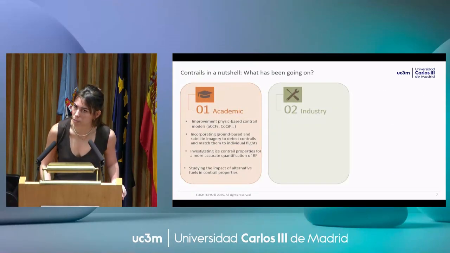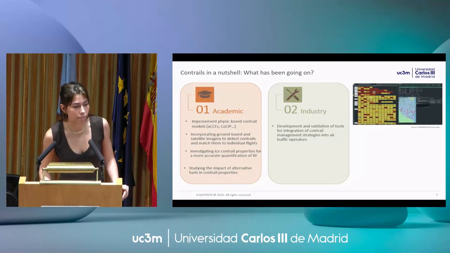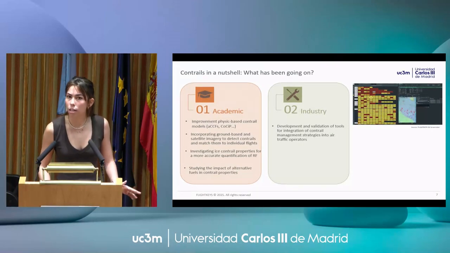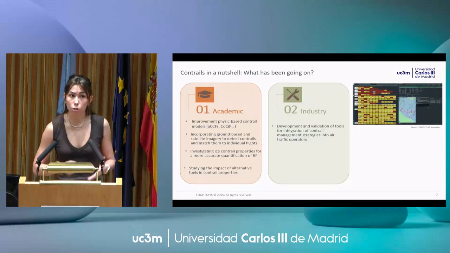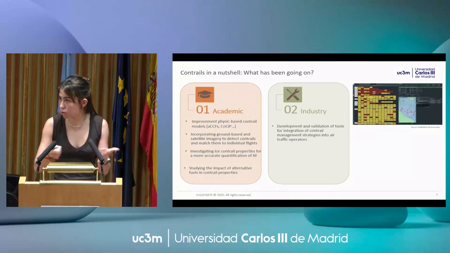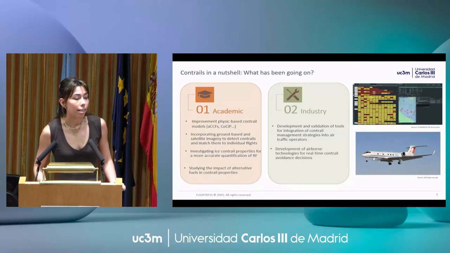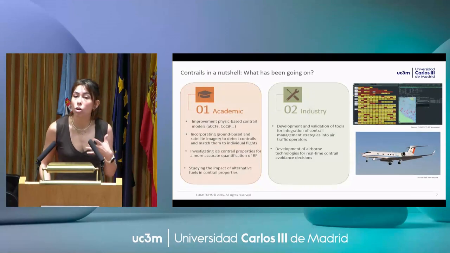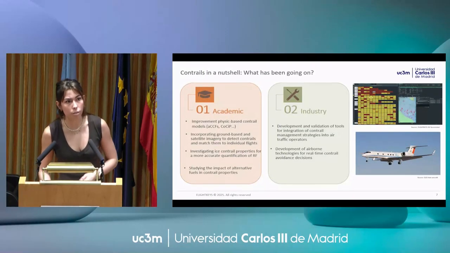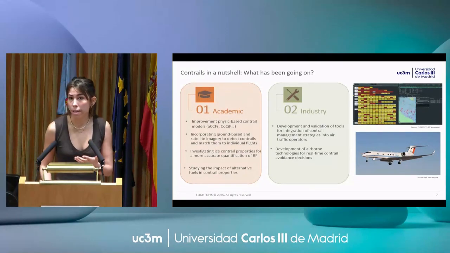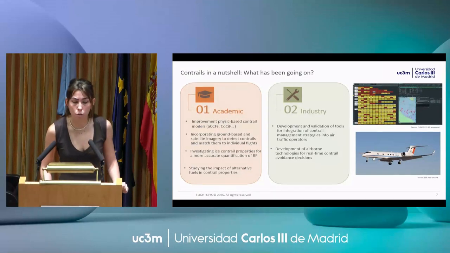Then we have the industrial perspective. From the industrial perspective, we have the development of tools that are able to use part of these models to predict where contrails are going to form and hopefully reroute around them. This is what, for example, Flight Keys is doing. Then we have the improvement of humidity sensors in aircraft to be able to predict with better certainty where contrails are going to form.